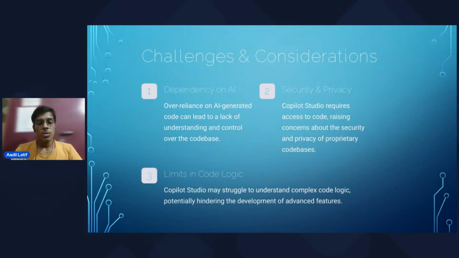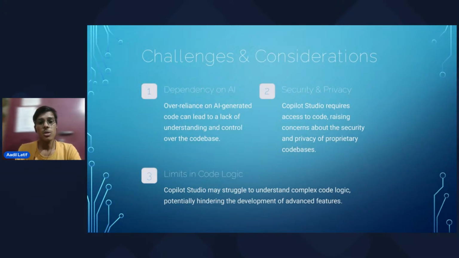So the next thing is limits in code logic. Basically, Copilot Studio may struggle to fully understand complex project requirements, because if we give a very long code, then Copilot Studio may struggle. I have also seen that if I give more than 10,000 characters to ChatGPT, then it responds that it is a very big input, a very big prompt, so no output will be given to you. You have to condense it in a very concise manner.